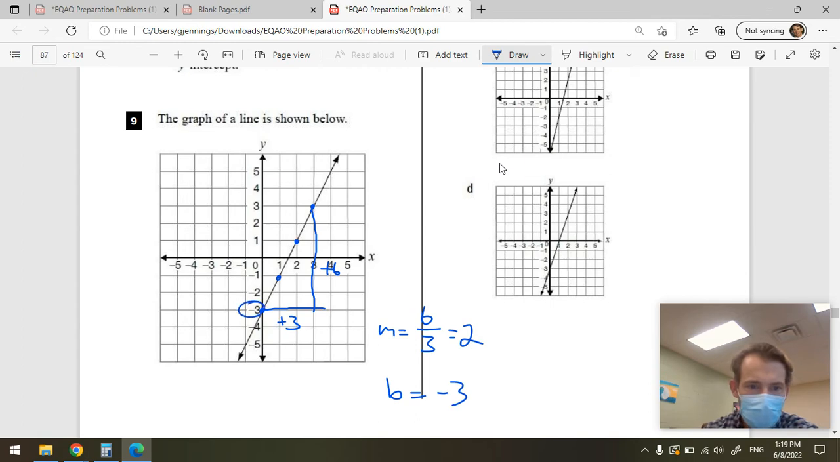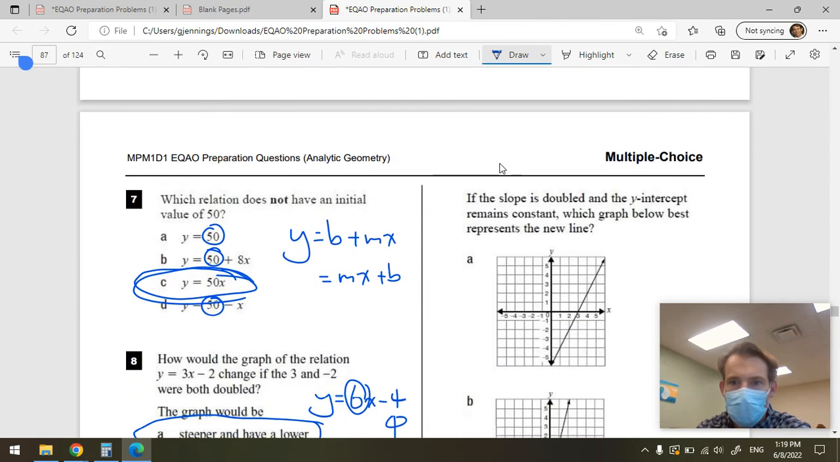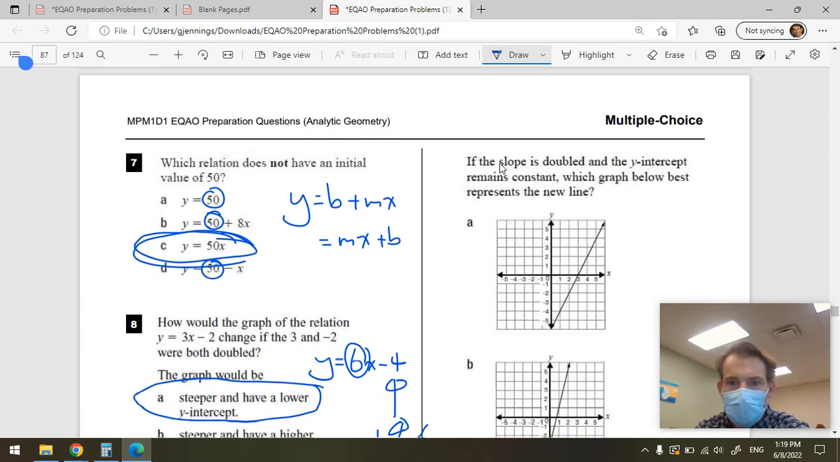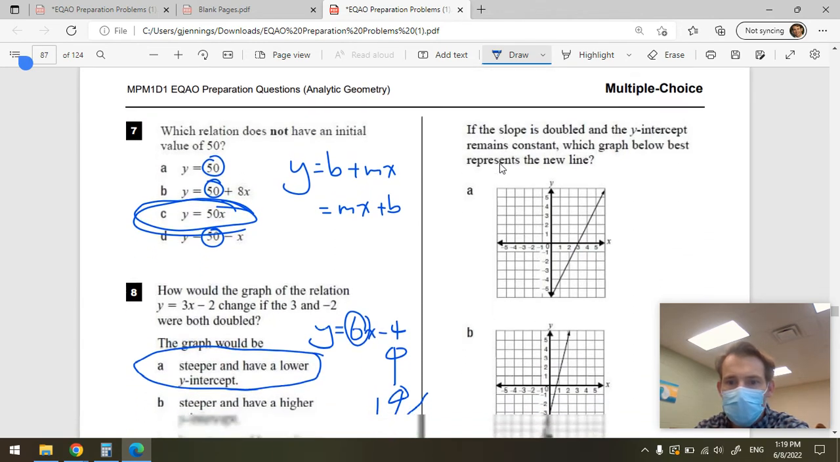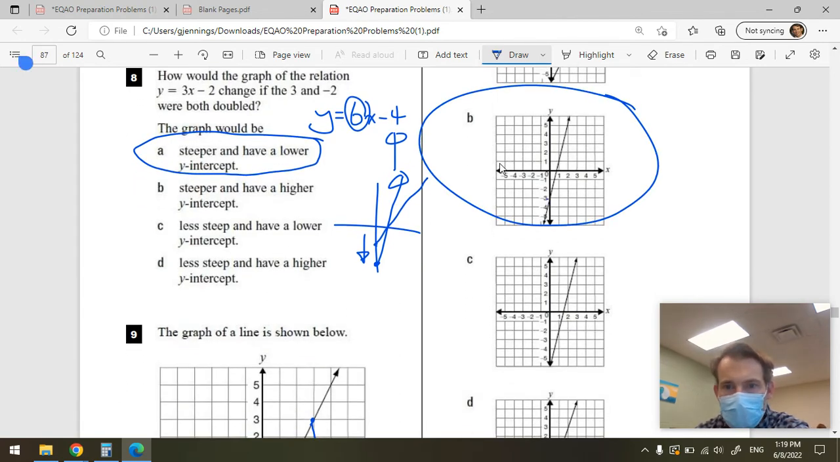Where did I get that? It's right there. Okay? So now what do we want to know? If the slope is doubled and the y-intercept remains constant, which graph below best represents that line? So it's this one here. Why? Because it has the same y-intercept, but now instead of run 1, rise 2, I rise 4 to get to that point. So this is y is equal to 4x minus 3. See, the slope has been doubled.